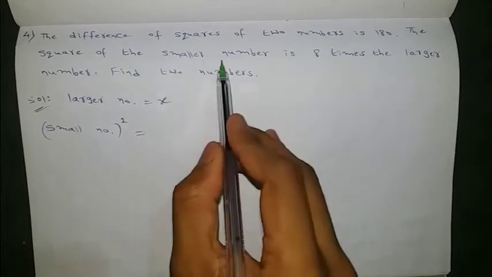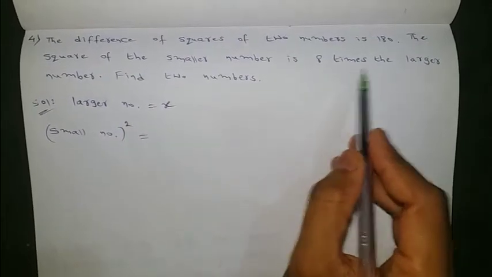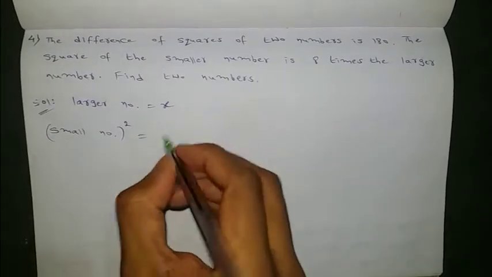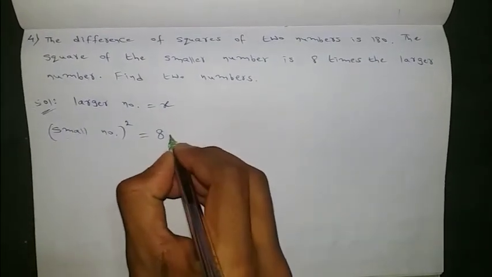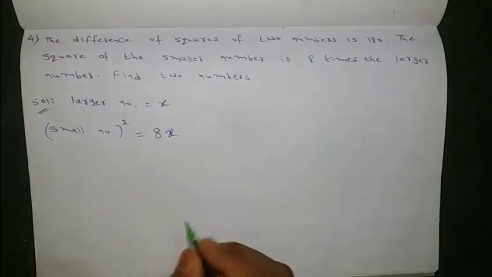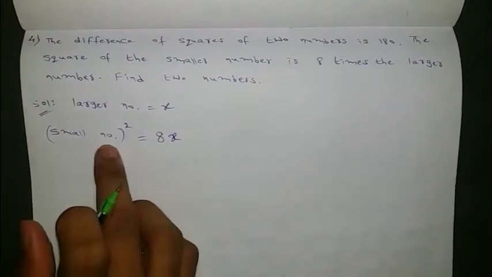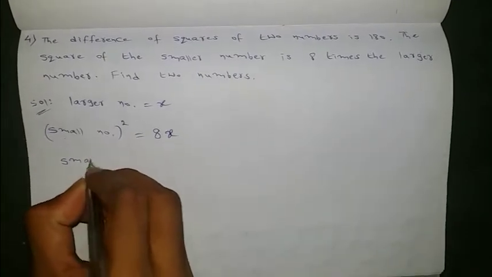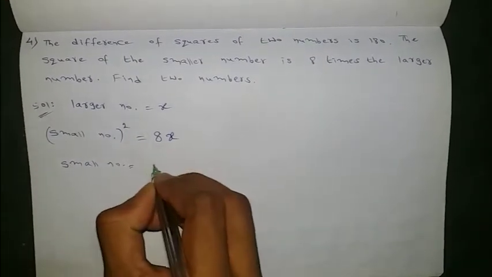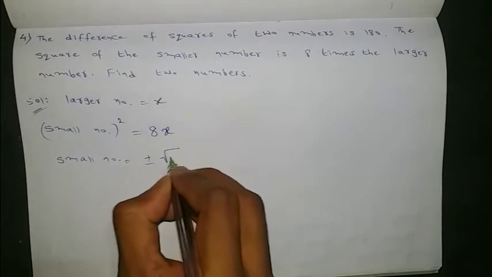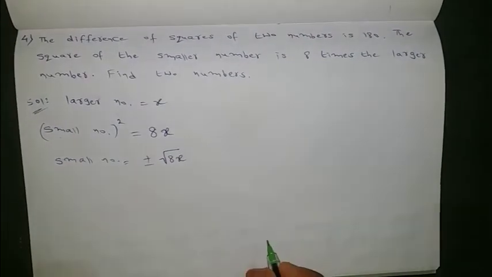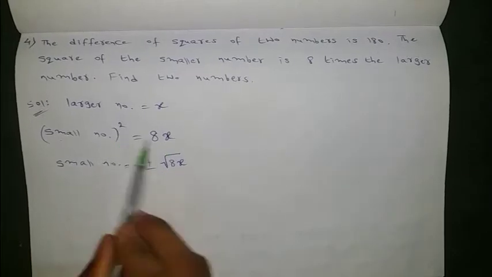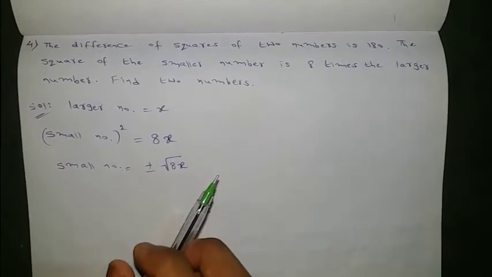The square of the smaller number is 8 times the larger number. So smaller number square equals 8x. Then what about the smaller number? That is plus or minus under root 8x. Simply I am removing the square here, so it will become square root.